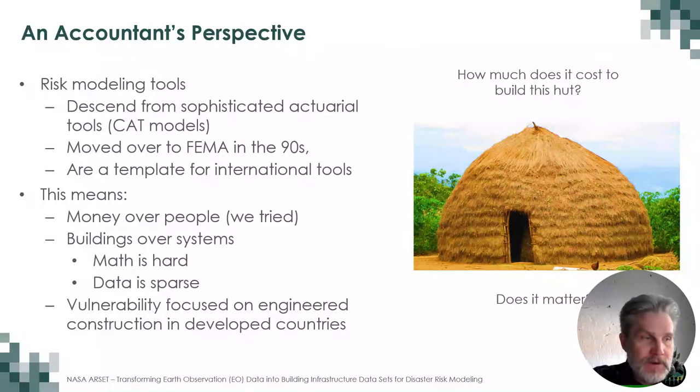Now, we've tried, I think, as a discipline to extend that to social systems and also lifeline systems. But the truth is, math is hard. It's much more difficult to characterize what happens to people, who are quite complicated, than what happens to buildings. And believe it or not, it's very complicated to figure out what happens to the lifeline systems that support those people. And in general, what we come up with is an assessment of how many buildings are going to be damaged and how many people are living in those buildings. But what happens from there, which has a lot of factors such as social resilience, is difficult to quantify.